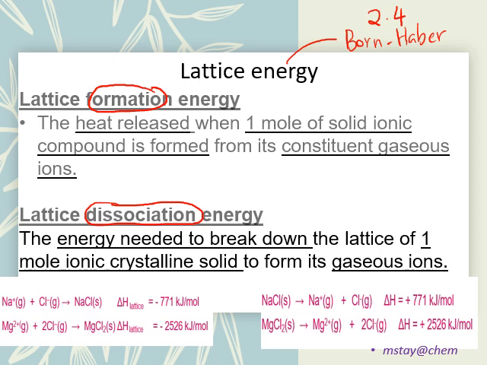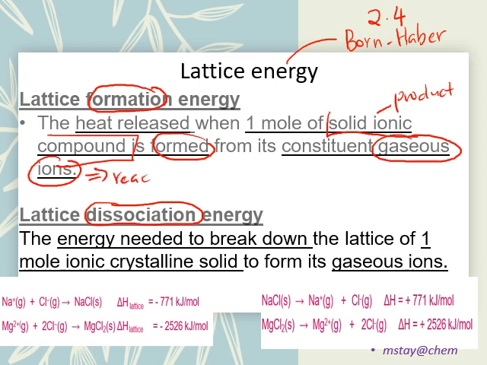So now let's look at the definition. The heat released when 1 mole of solid ionic compound is formed. So that means I need to know that the solid ionic compound will be the product from its constituent gaseous ions. So the reactants are, I highlight over here, the gaseous ions. What is the meaning of constituent here? It is considered by its respective ions.